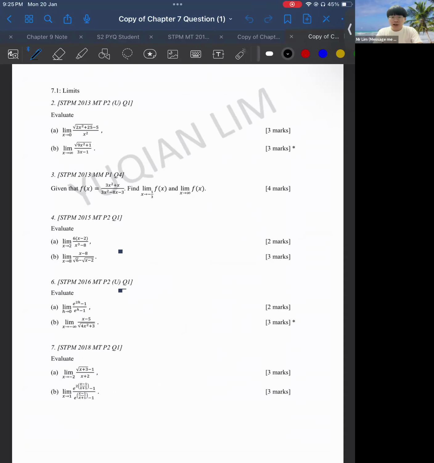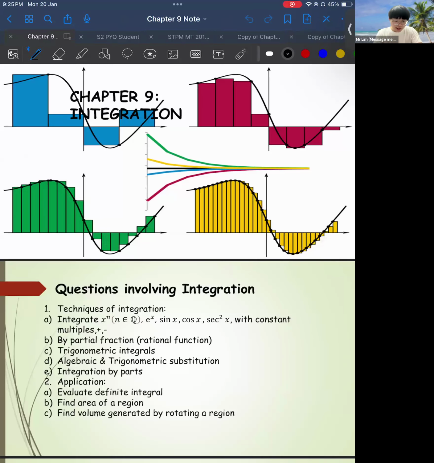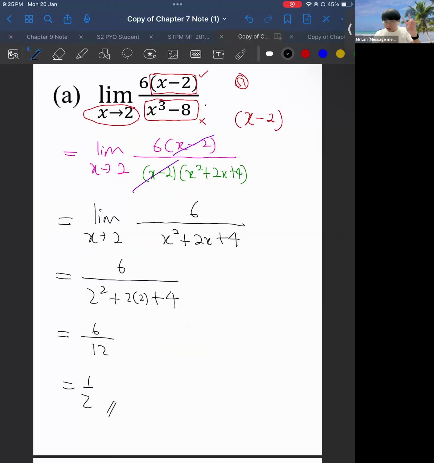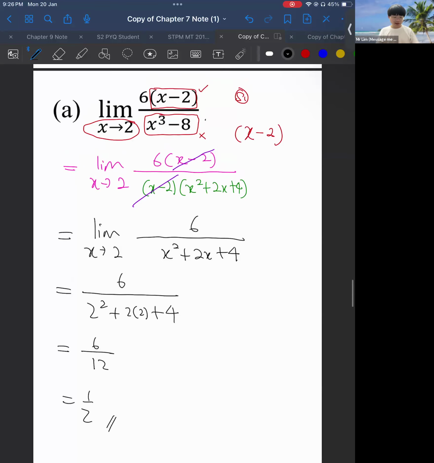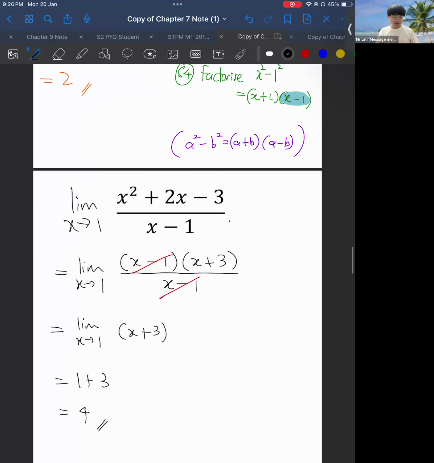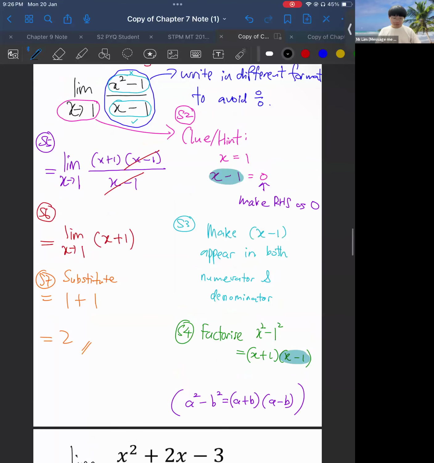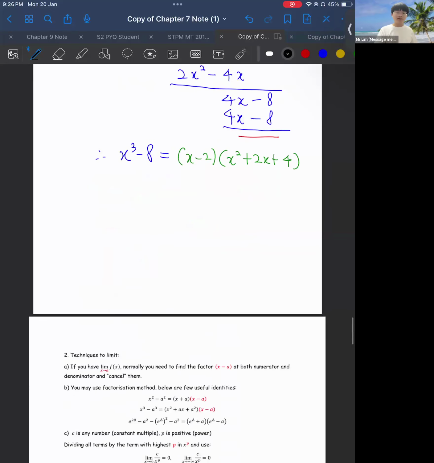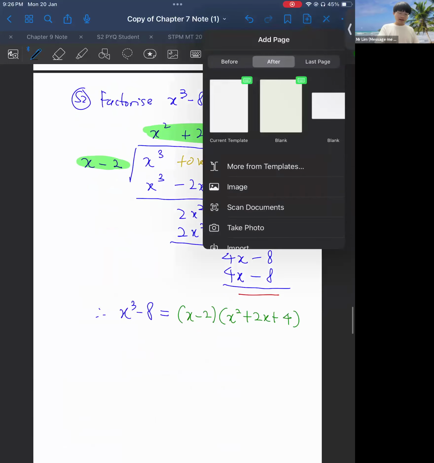Now, I think today we still have half an hour more. Let us go to the second technique? Can? Okay, so these three examples are what we call the first technique, factorization. You need to do some factorization and cancel the factor. So the first method, factorization, as shown in these three examples. Okay, now let's move on to the second technique.